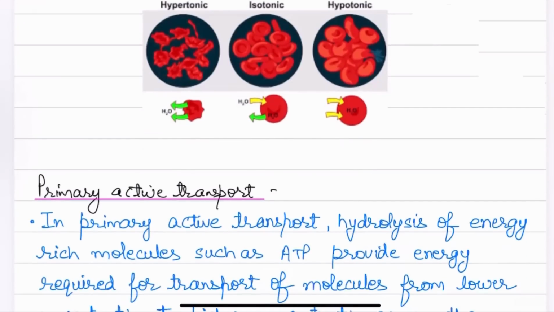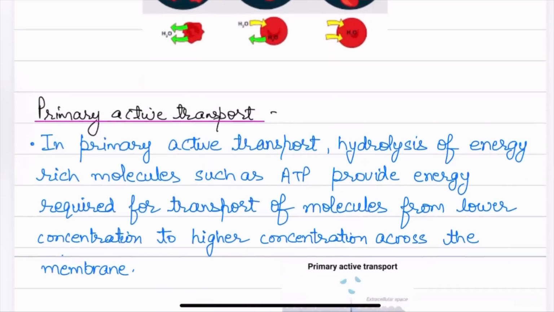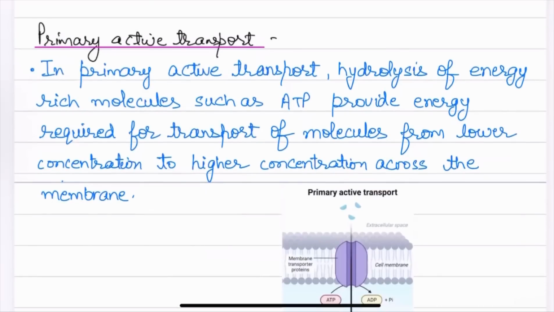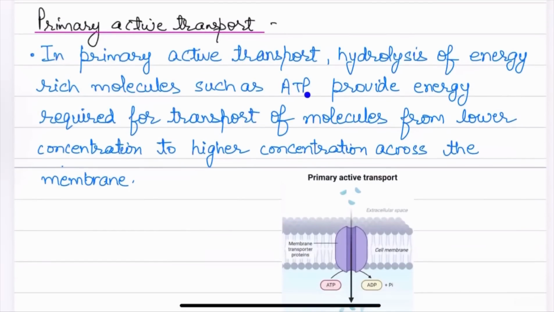Next, we have primary active transport. In primary active transport, hydrolysis of energy-rich molecules such as ATP provides energy required for transport of molecules from lower concentration to higher concentration across the membrane. In primary active transport, we are just concerned with one molecule moving from lower concentration to higher concentration, that is, against the concentration gradient. Since it is moving against the concentration gradient, it requires a push from ATP.